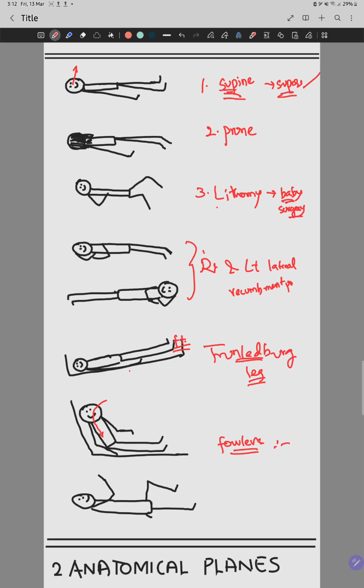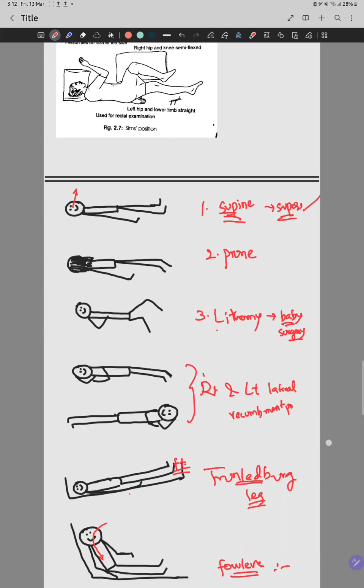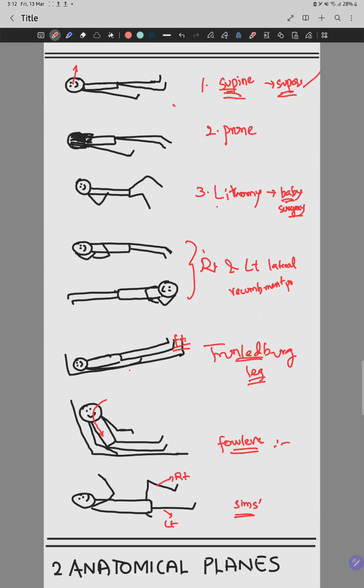Next, coming to this position, what is this one? We are going to turn onto one side. Our right side hip and knee are semi-flexed, whereas the left side is straight. This one is called Sims position. This is the active recall technique that I said. Supine position, prone position, lithotomy position, left and right lateral recumbent position, Trendelenburg position, and next Fowler's and Sims position.